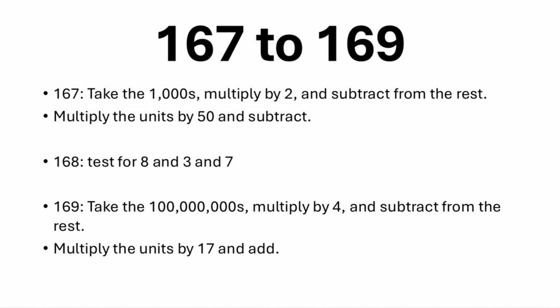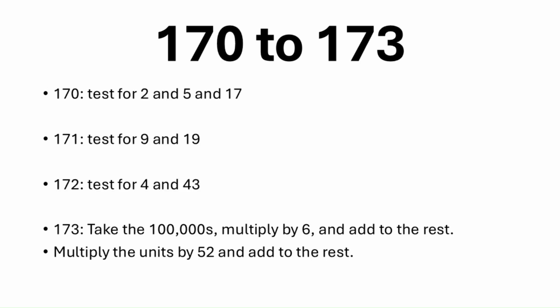169, take the 100 millions, multiply by 4, and subtract from the rest. Multiply the units by 17 and add. 170, test for 2 and 5 and 17.